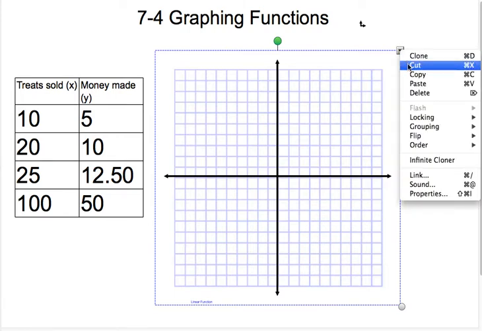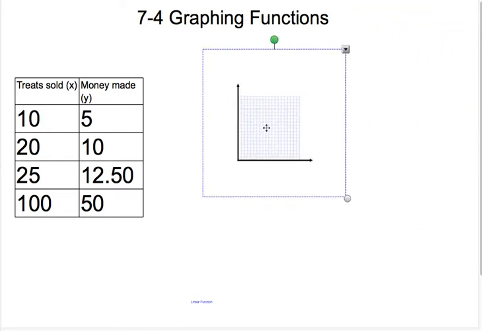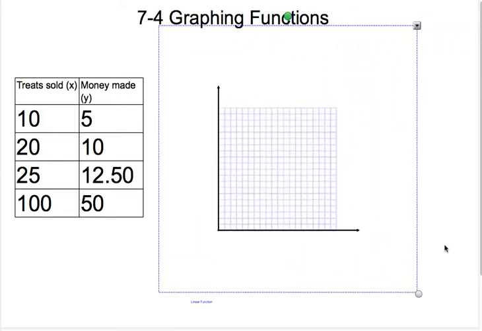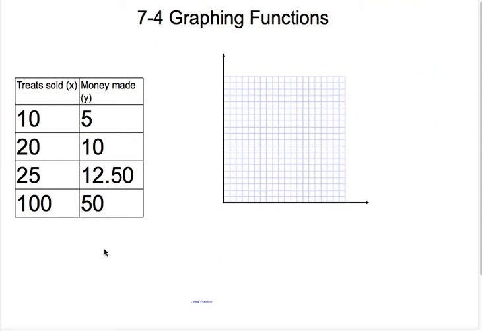I'm going to delete it, and we're just going to use this one right here. So we only need the positive side, so I'm just going to grab positive grid. Now part of graphing is using the correct scale. So if I say treats sold are on the x-axis, and the money made is on the y-axis, we could even label that as treats sold. And this could be money made in dollars.